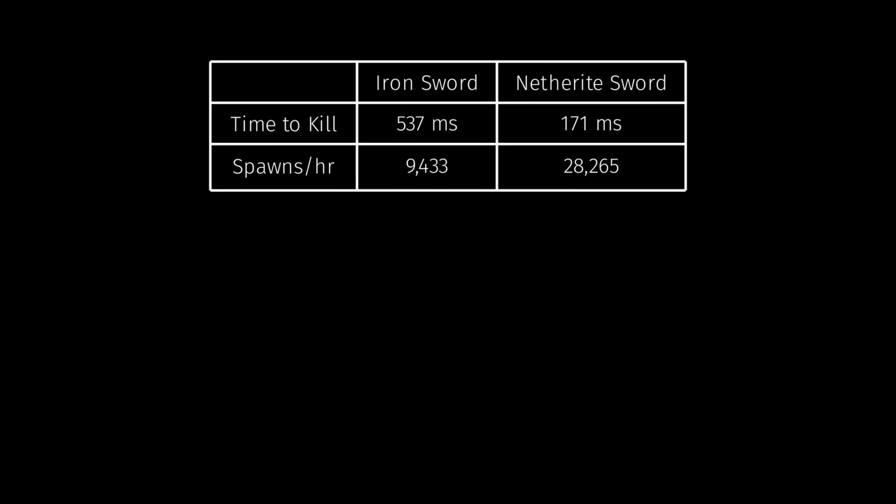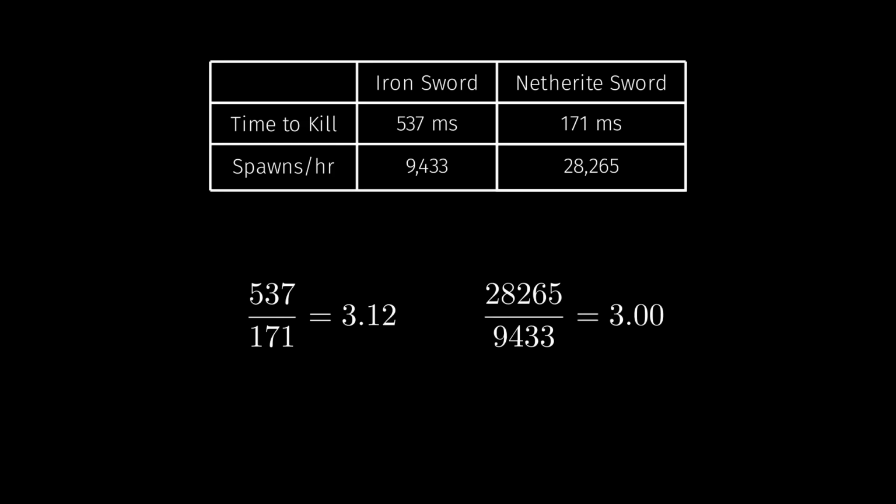The netherite sword can clear the mob cap much faster, which will allow for more spawning. The correlation is very clear. The lifetime is about 3 times longer when using an iron sword, and as a result, the spawning is about 3 times slower than the OP netherite sword. It's almost a direct correlation, which highlights the importance of reducing time to kill.